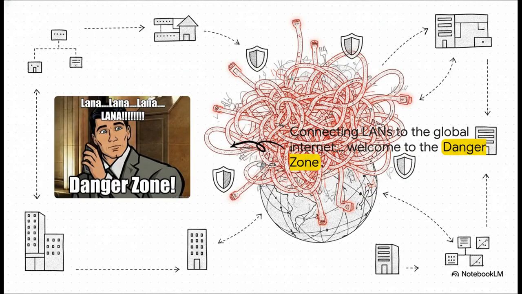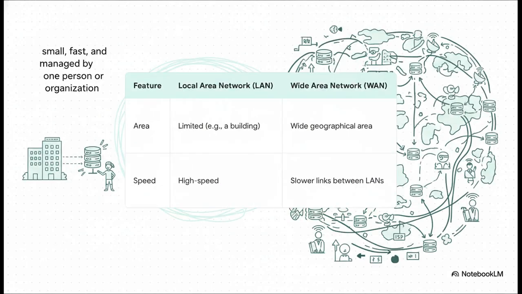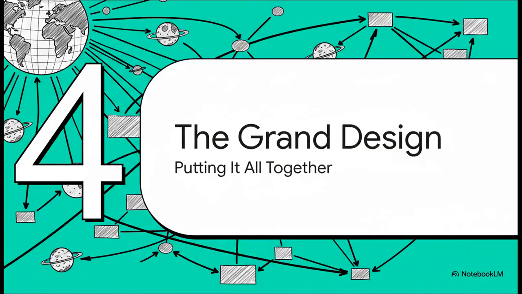And connecting these individual LANs is really the secret to the entire internet. But it's also where things get a lot more complicated, involving a whole universe of rules and routing to manage all that traffic zipping between networks. So if we break it down, the main differences are pretty clear, right? LANs are small, they're super fast, and they're usually managed by just one person or organization. WANs, on the other hand, cover huge areas. They're run by lots of different service providers, and the connections between the LANs are usually a bit slower than the connections inside them.